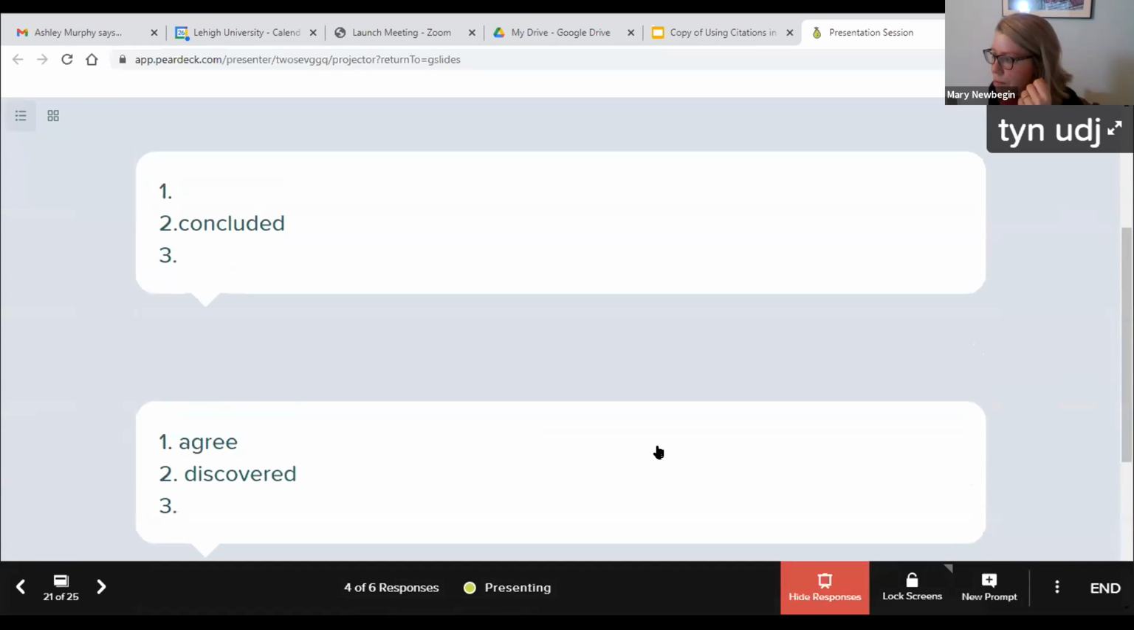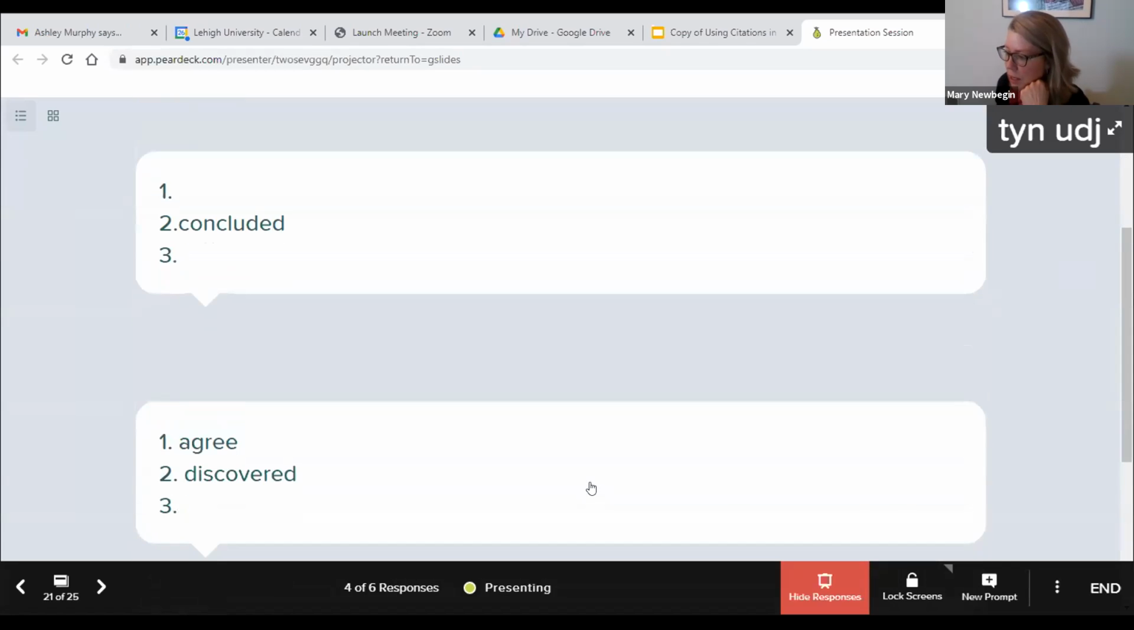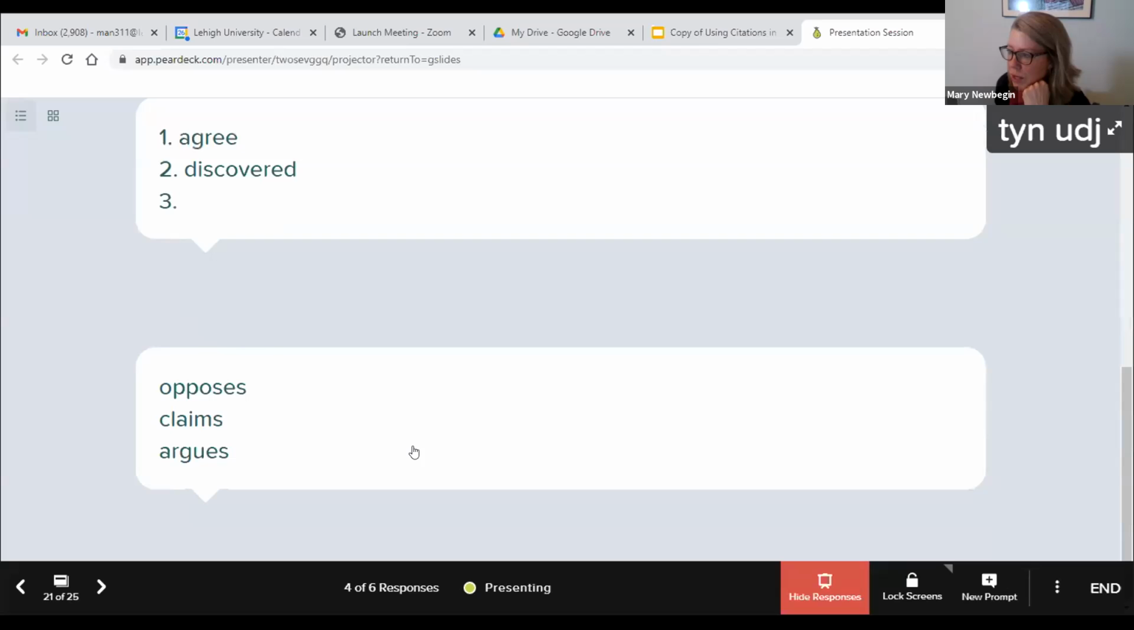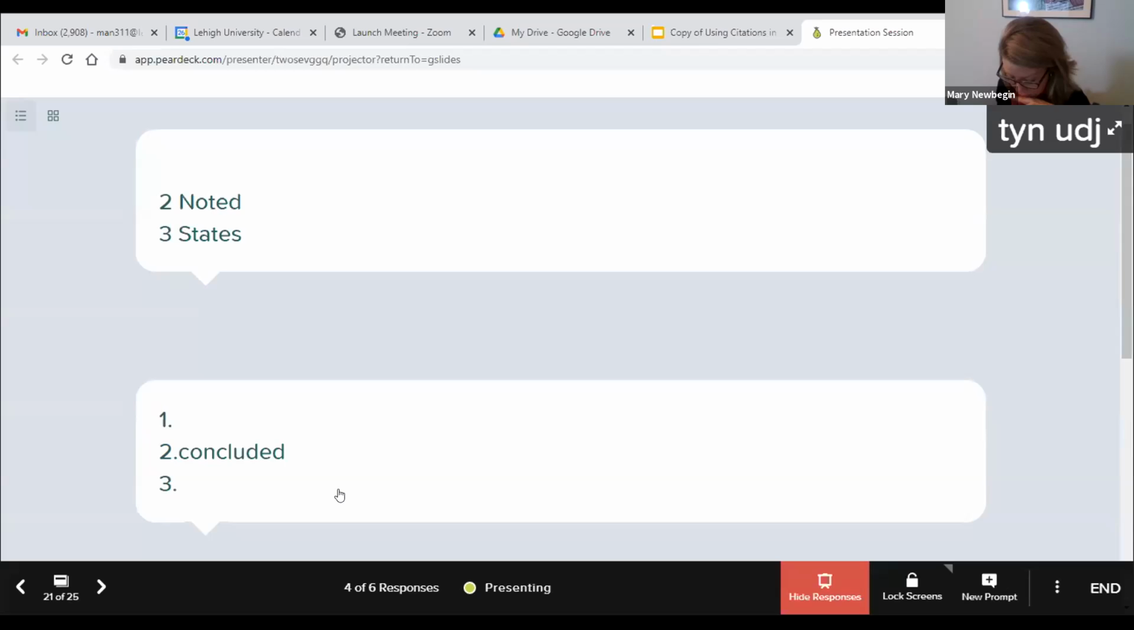Okay, let's take a look at these paired slides. Opposing an argument. I don't think you'd say agree. Opposes the view, refutes the view, disputes the view. In this study, the authors discovered, claimed, found, concluded, maybe not from just one study.